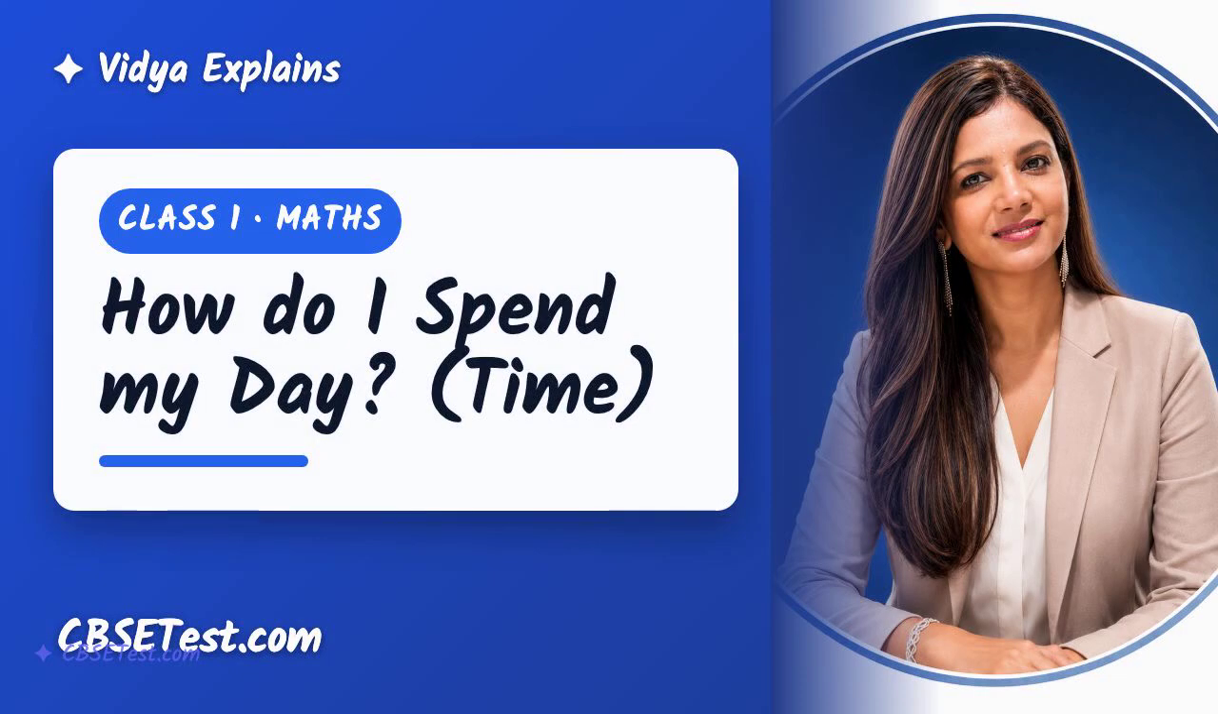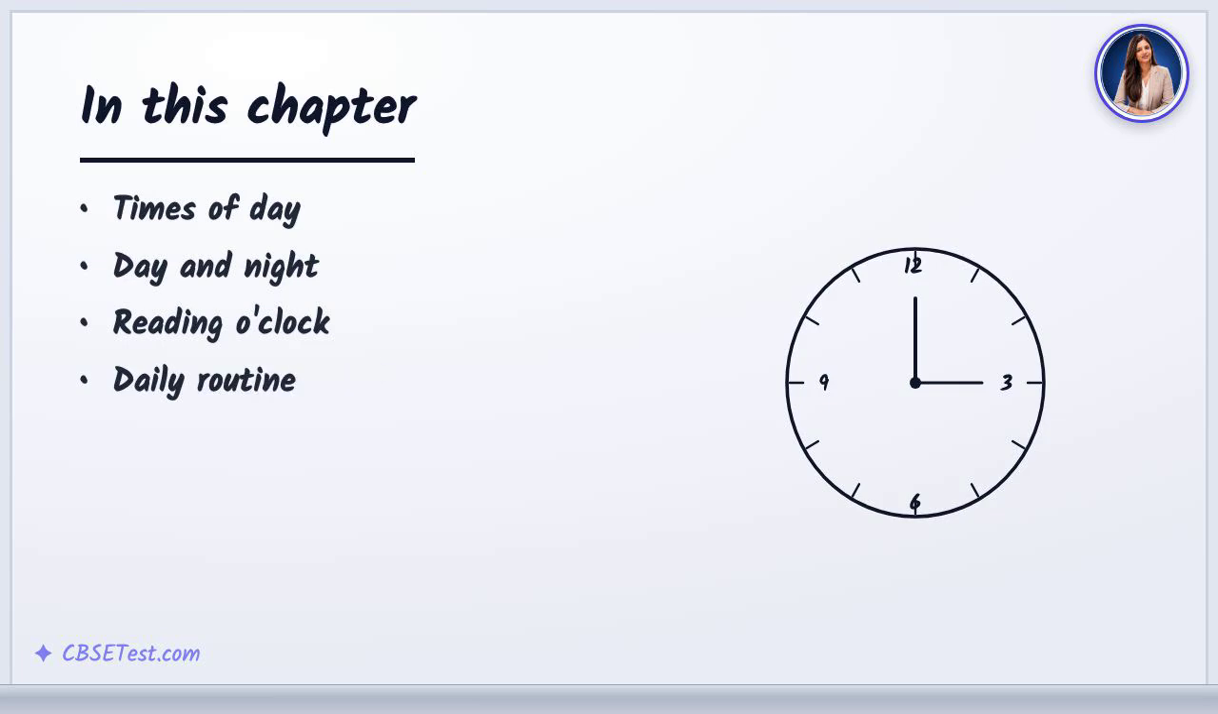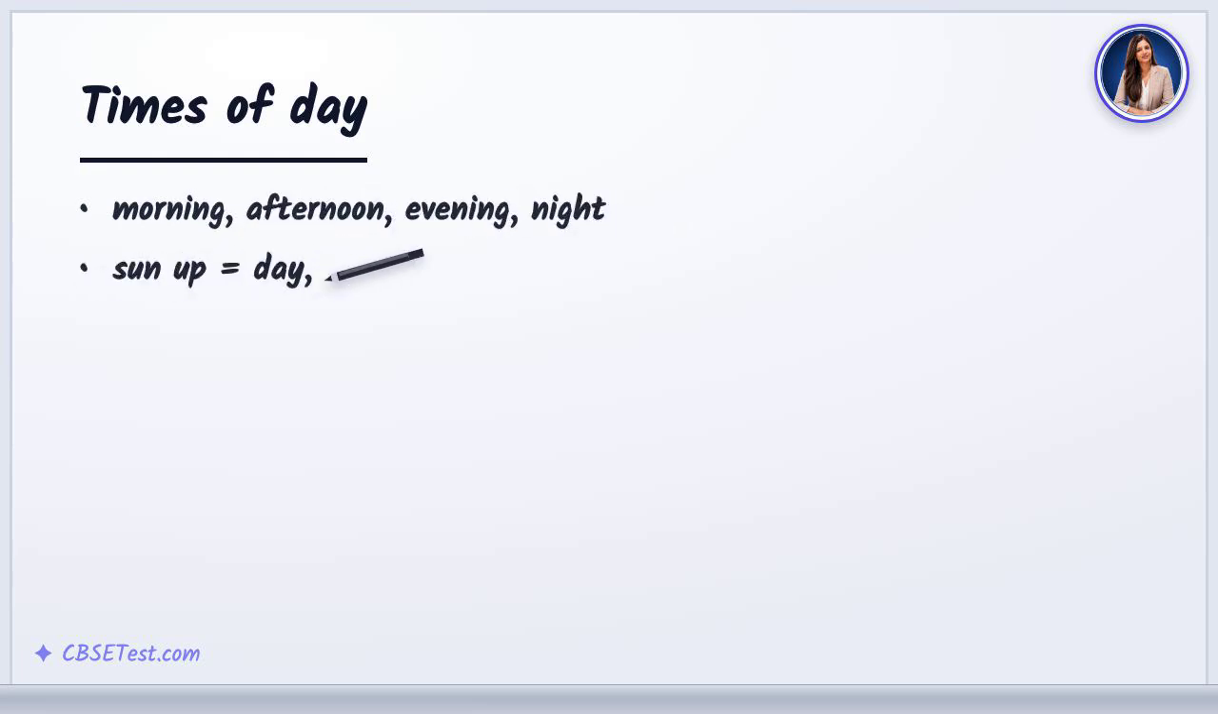Let's learn how I spend my day. Time, together, step by step. Every day you wake up, eat, play, and sleep. Let's learn the times of day and how to read a clock. The day has parts: morning, afternoon, evening, and night. We do different things at each time, in order.